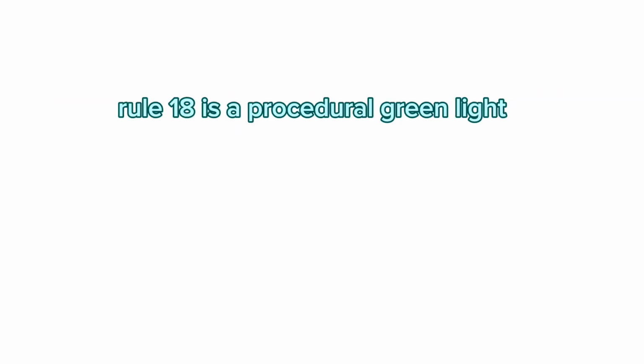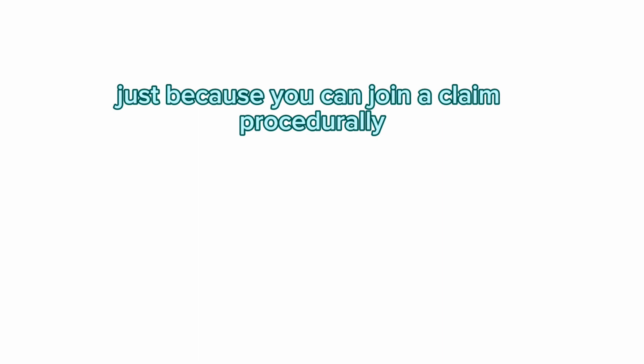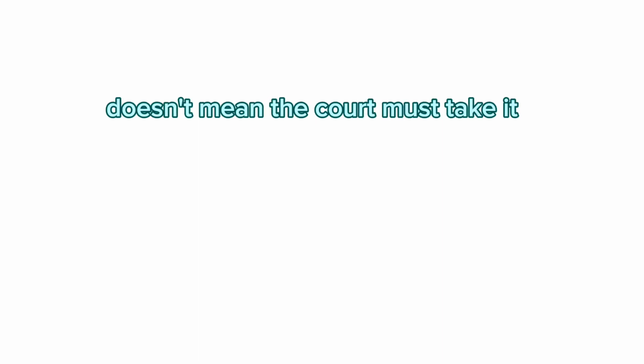Rule 18 is a procedural green light. It says you are allowed to do this, but jurisdiction is the road. You still need a road to drive on. Just because you can join a claim procedurally doesn't mean the court must take it. You still need subject matter jurisdiction for every single claim you bring.